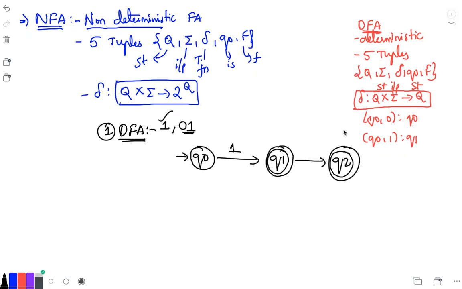So now Q2 will be my final state. Q1 is a normal state. It won't be a final state. So this is Q1. Now this is 0, this is 1. Clear? So this is the DFA that accepts the string only 0, 1.